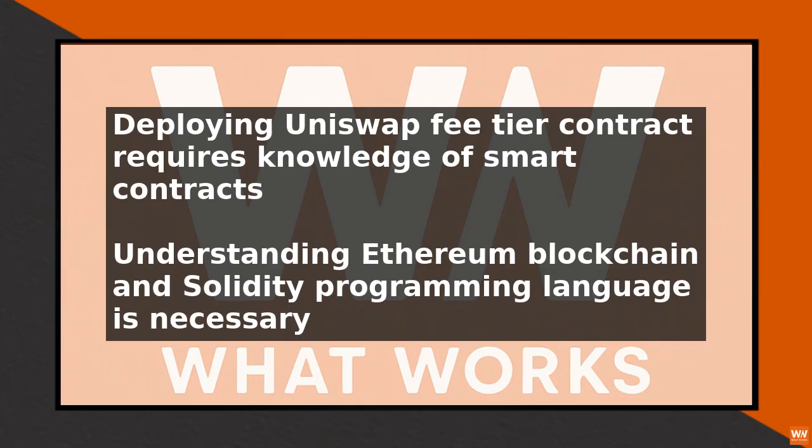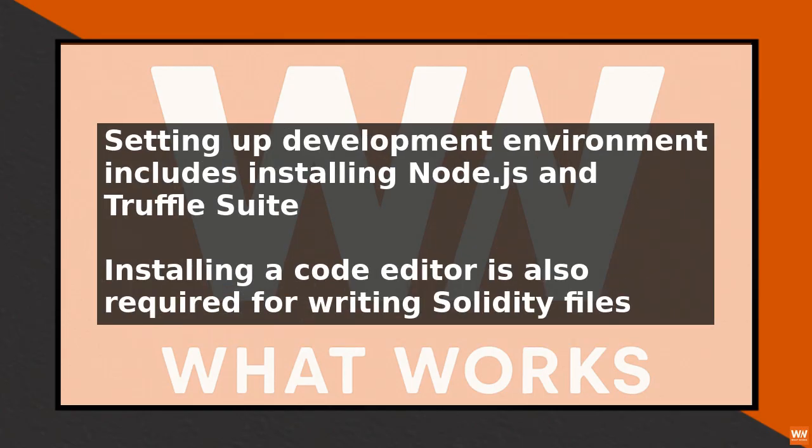Next, you need to create a new Solidity file for your Uniswap fee tier contract. In this file, you will define the contract's functions and variables, including the fee tier structure and the logic for calculating fees. After writing your contract, you need to compile it using the Truffle compiler. This will generate a JSON file that contains the contract's ABI and bytecode. The ABI, or Application Binary Interface, is a JSON file that describes the contract's functions and variables, while the bytecode is the compiled contract code.